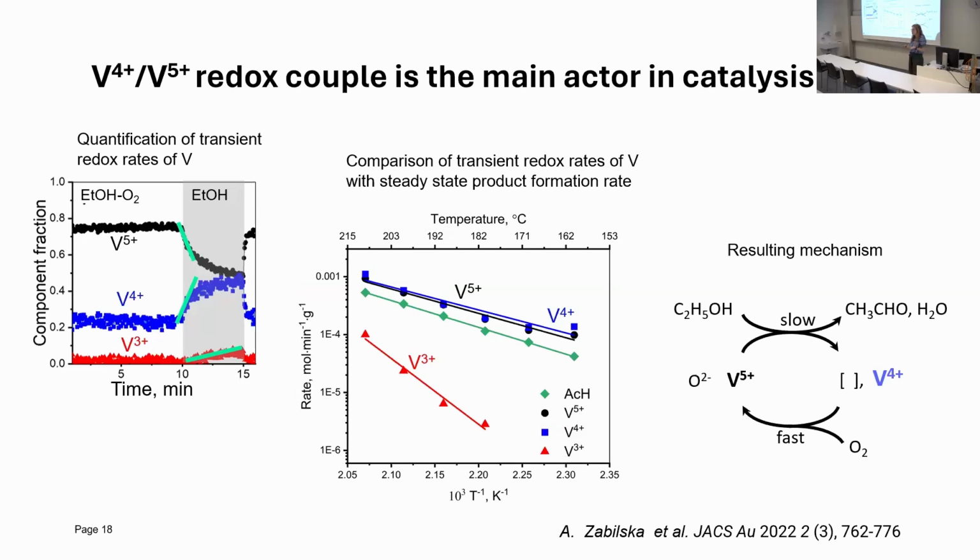Considering that it's a 2-electron process, it's really the vanadium 4+, vanadium 5+ redox couple that is the main actor of this catalytic cycle. As we can see, vanadium 3+ was appearing only at higher temperatures, and it looked rather like a secondary process of over-reduction of vanadium 4+.